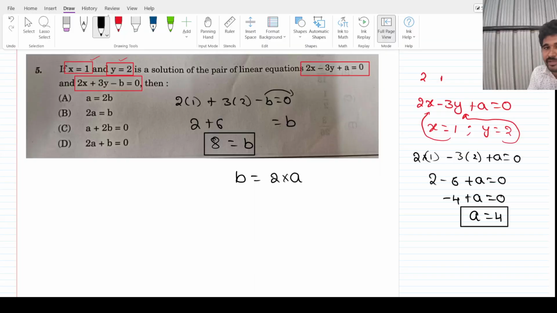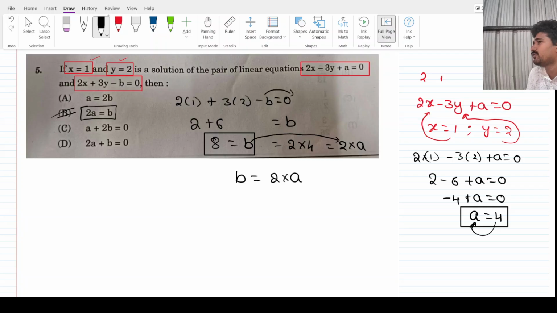Yes or no? How can we write 8? Can we write 2 into 4 for 8? Then who is 4? A. So in place of 4, put A. That implies B is 2 times of A. B is 2 times of A. Option B is correct. Option B is correct.